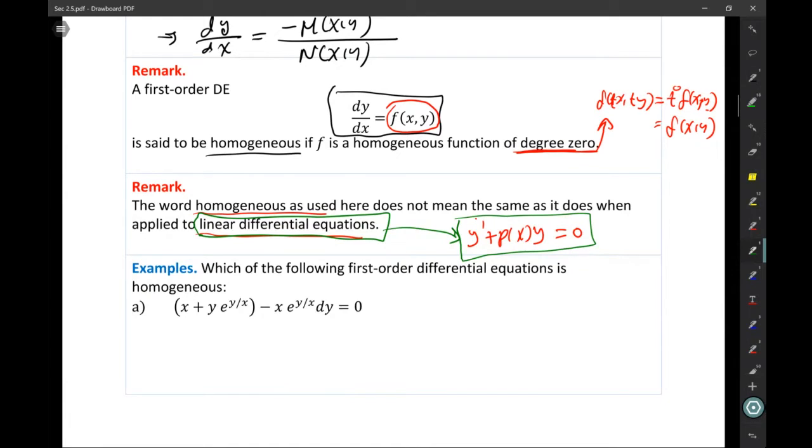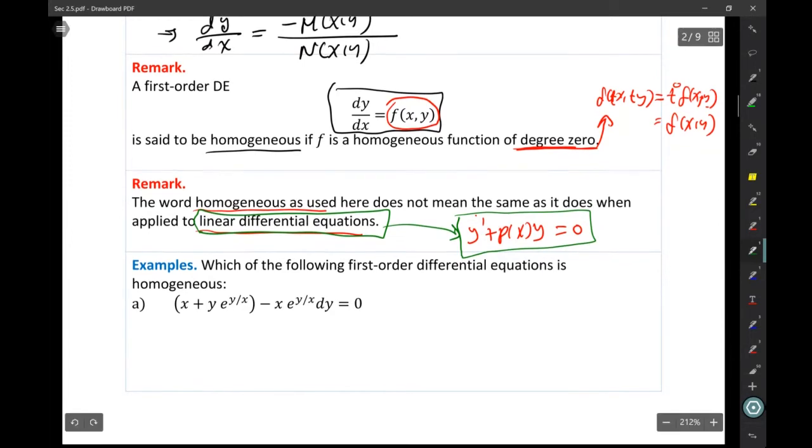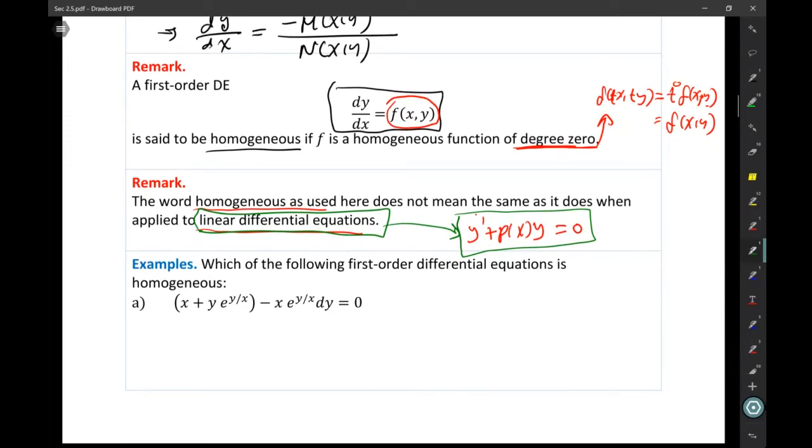It says, which of the following first order differential equations is homogeneous. First I have to find out. This is here (x plus y e to the power y/x) times dx. Here it should be dx. Here missing. Now what's the value of m and n?